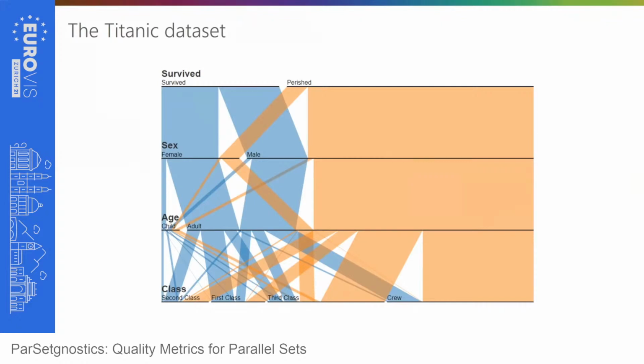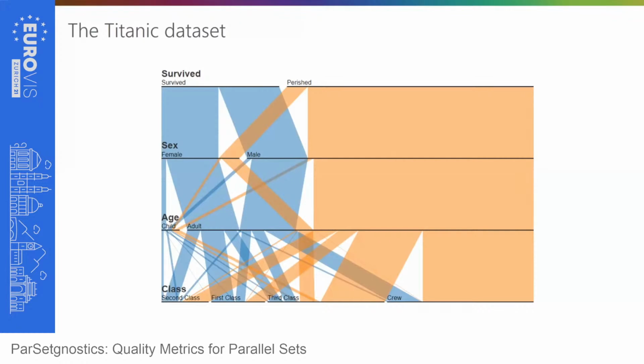At the very top, we can see the ratio of survived and perished persons. On the second dimension axis, from the top, you can see the ratio of male and female people on the Titanic. On the third, the ratio of children to adults. And finally, on the bottom, the sizes of the individual classes, such as first and second class, and also crew. By looking at the first level, the ribbons between survived and sex show all 2-dimensional subsets of these categories.